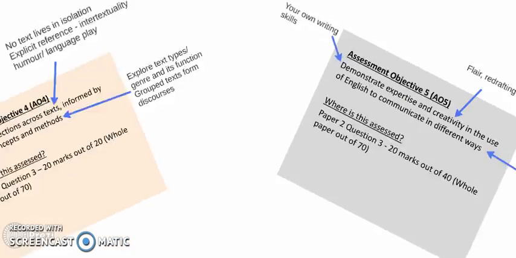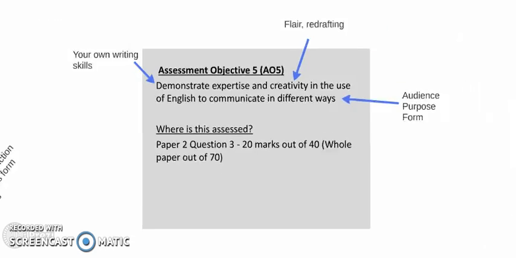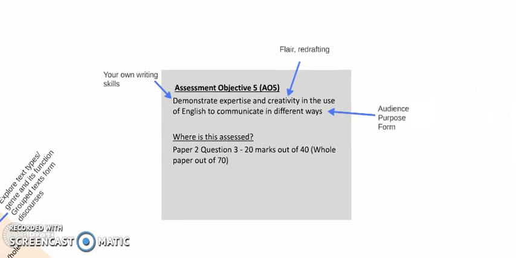And finally, assessment objective 5, to demonstrate expertise and creativity in the use of English to communicate in different ways. So this is assessed at AS level on paper 2, question 3. It's half of your marks on that question, and this is about your own writing skills.